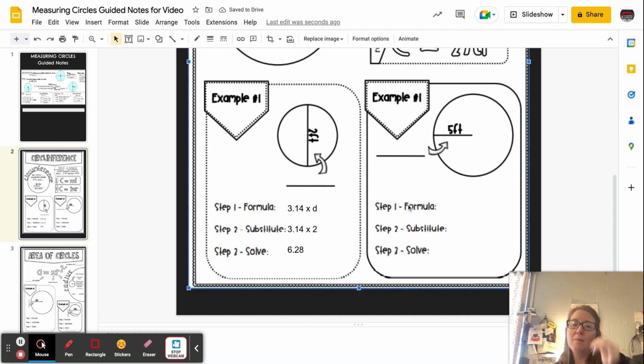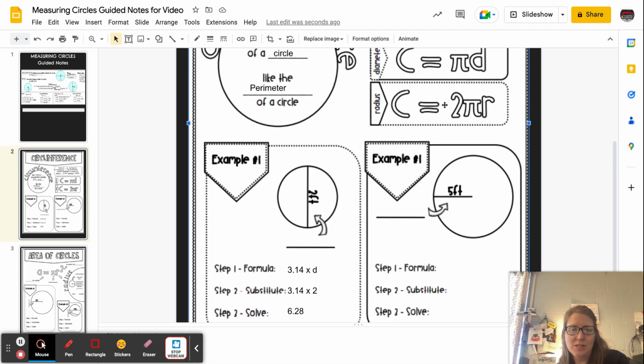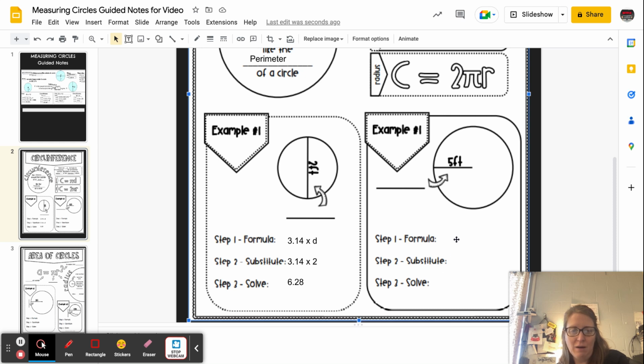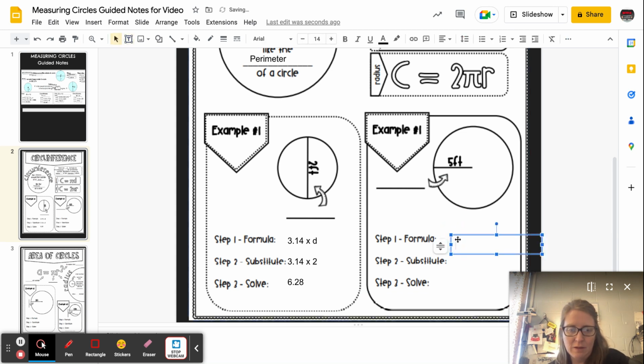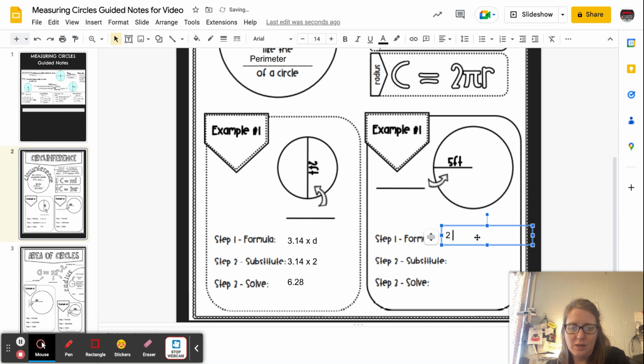Okay. But then in the next example here, we have a radius of 5 feet. The radius is 5 feet, and we are going to use this formula where we're going to double it first. So we're going to use this formula of 2 pi r. So we're going to put the formula in. 2 times, I'm going to put in 3.14 for my pi, times my radius.